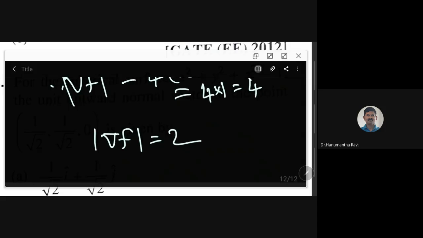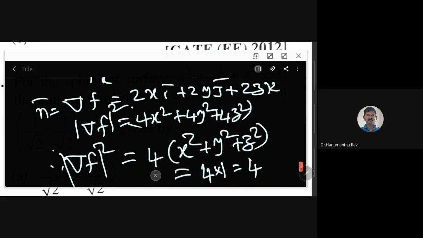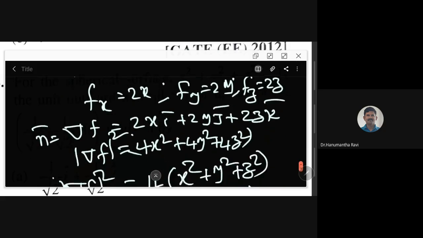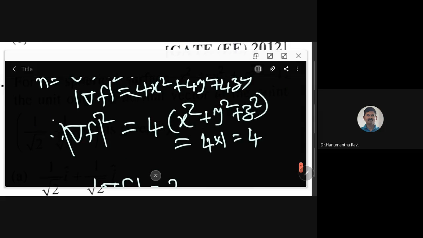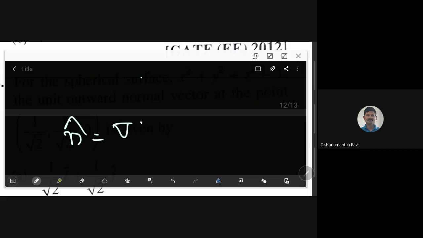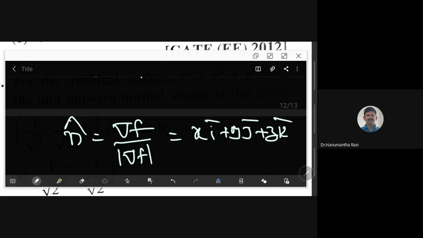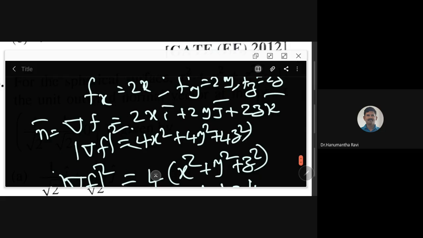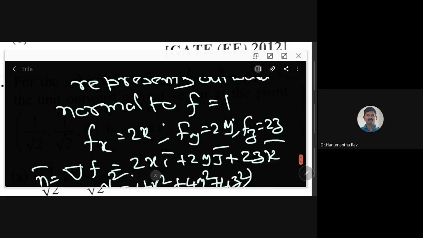So now the unit normal vector. What is the unit normal vector? You have grad f here. So our n cap is this unit vector.